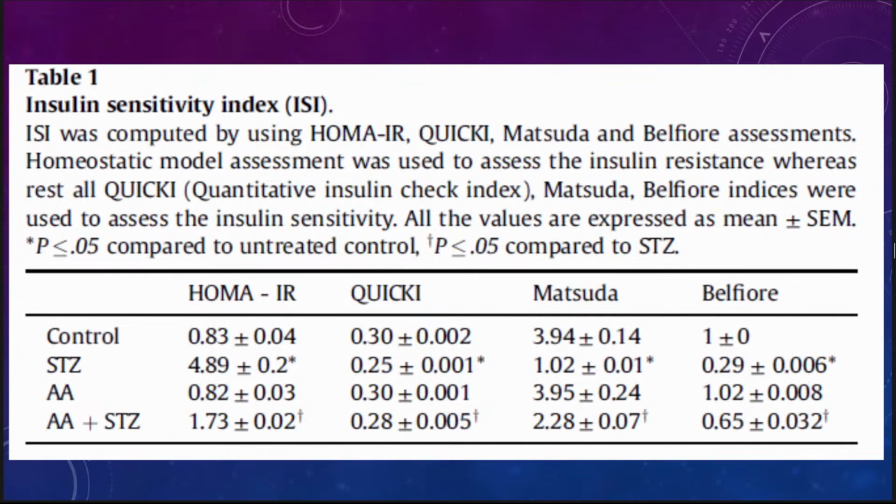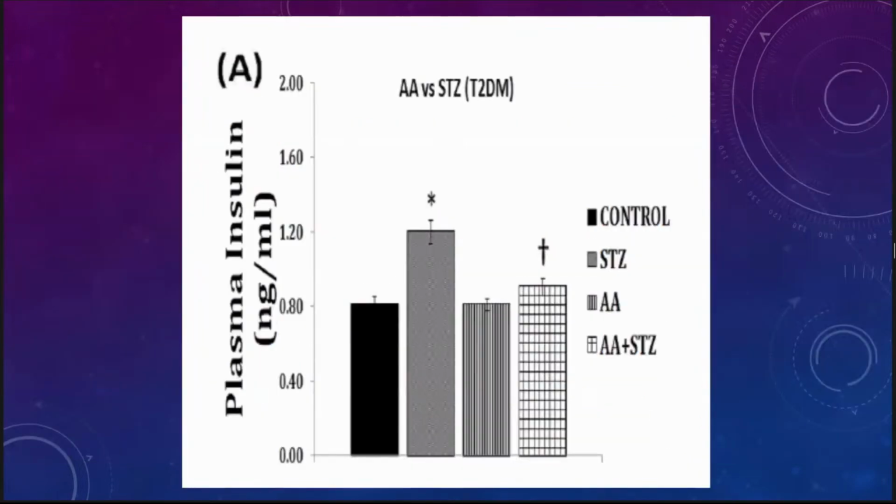So in these animals, we measured the plasma insulin resistance indices, and we found that in the treated type 2 diabetes animals, the insulin resistance is increased, whereas when these animals are treated with arachidonic acid, the insulin resistance is decreased very substantially, suggesting that insulin resistance can be reduced by arachidonic acid treatment, and this may partly be because it is able to reduce the TNF-alpha and IL-6 levels in these animals.